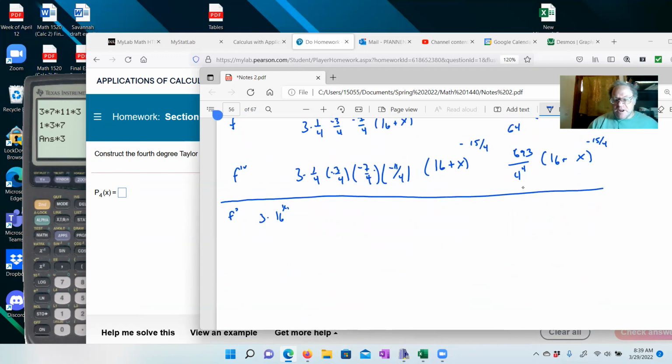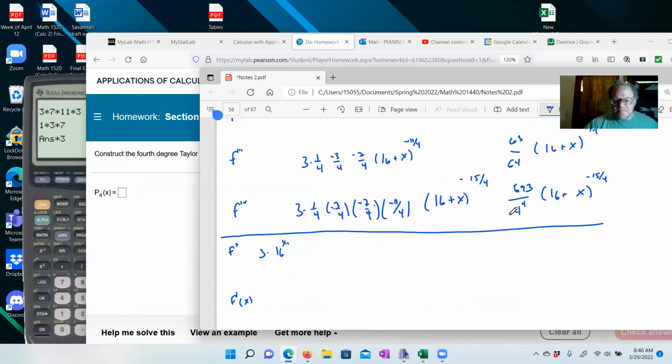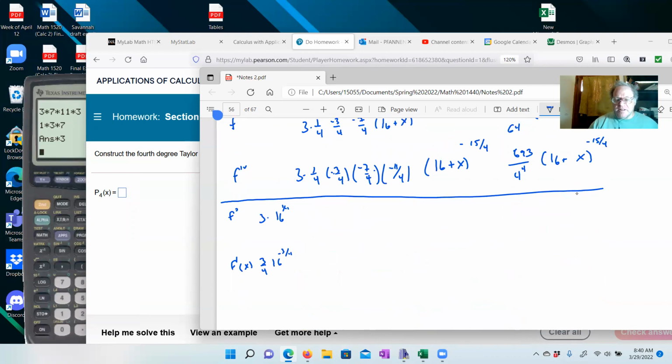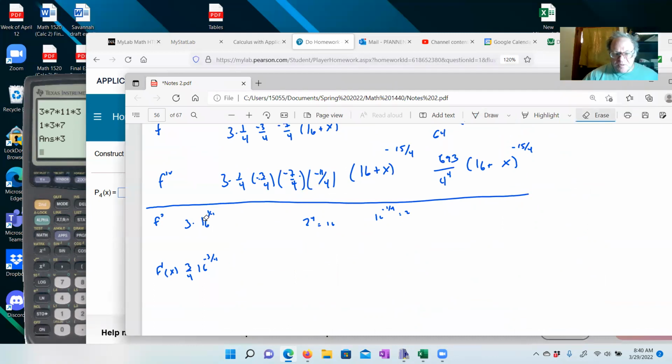And then we're going to have plus f prime, but it's going to be 3/4 times 16 to the -3/4 power. Actually, I should realize that 2 to the 4th is 16, and that's a lot easier, because 16 to the 1/4 power is just 2. So we could probably do something like that. Let me go ahead and deal with this before we go too much further. So this is just going to be 3 times 2.